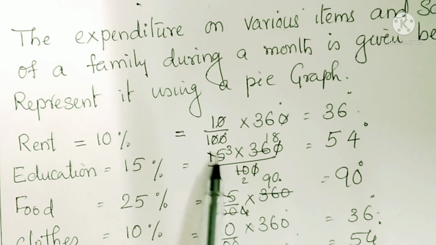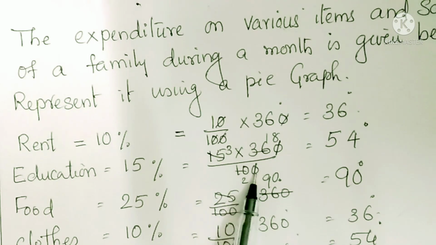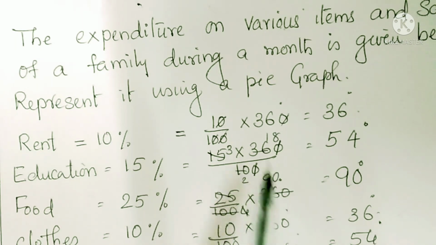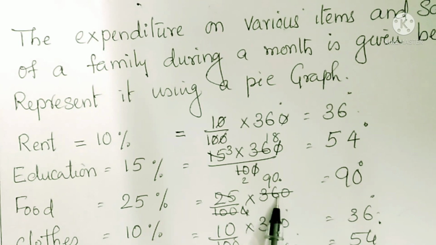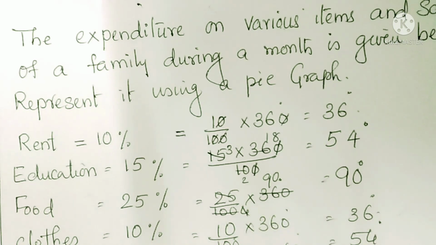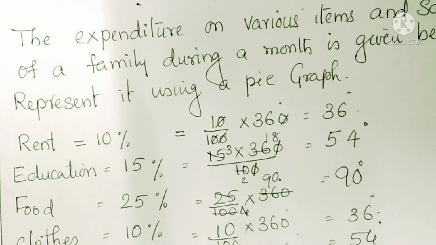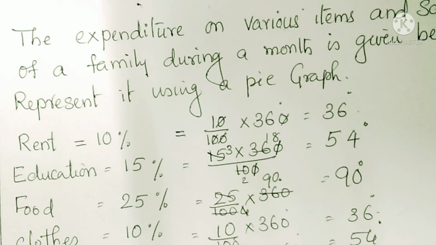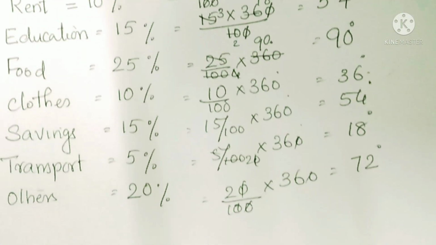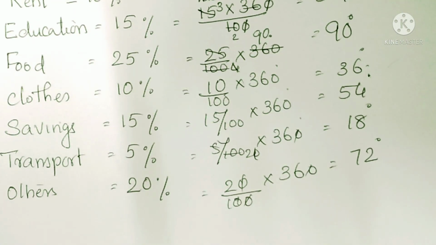So, here when you do cancellation with 5, 3 5s are 15, 2 5s are 10, so 2 18s are 36, 18 3s are 54. So, 25% of 360 is 90. 10% we have already found as 36, 15 also we have found. Now, 5% of 360, that is 5 upon 100 into 360, that is 18, and 20% is 20 upon 100 into 360, which is equal to 72.